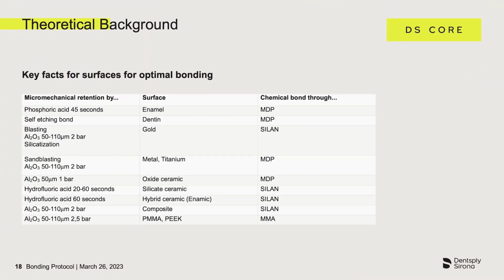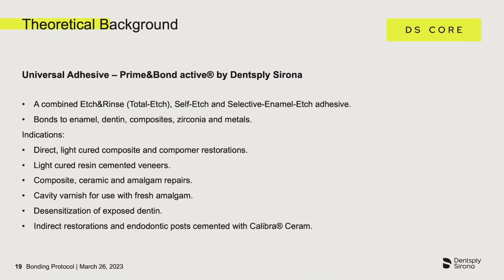In this table, we have once again summarized the key factors for a good adhesive bond on the different surfaces. The adhesive cementation procedure is now becoming increasingly easier thanks to combination preparations such as the universal adhesive Prime&Bond active from Dentsply Sirona. Modern universal adhesives such as Prime&Bond active are self-etching single bottle adhesives that form a chemical bond to enamel and dentin as well as to composite, zirconium and metal.